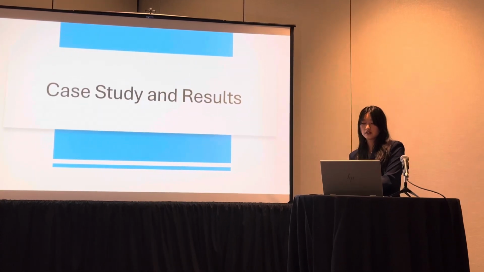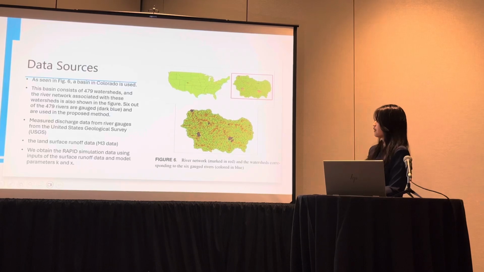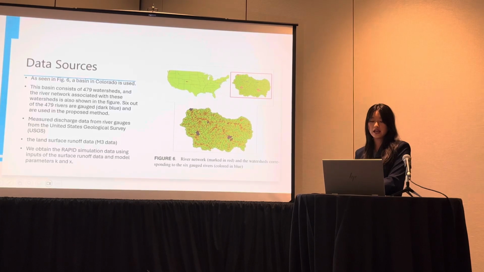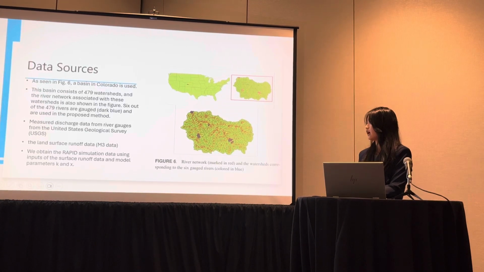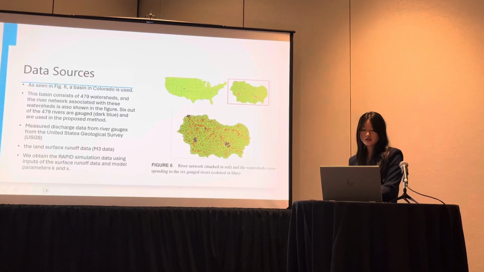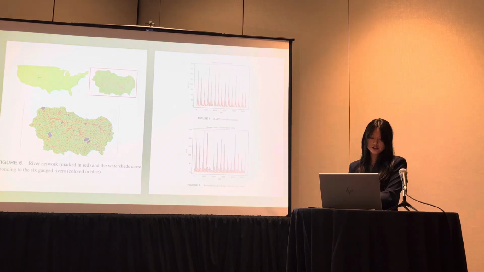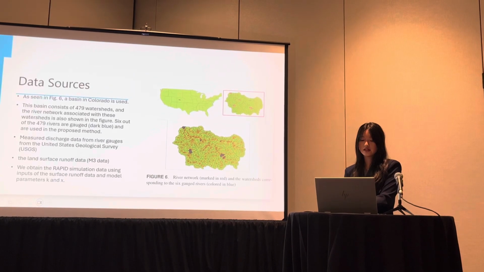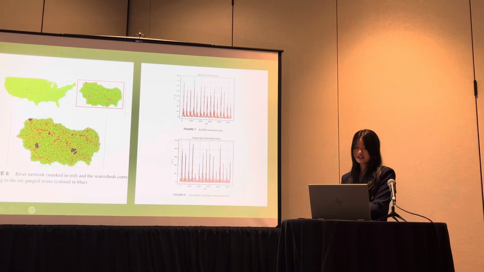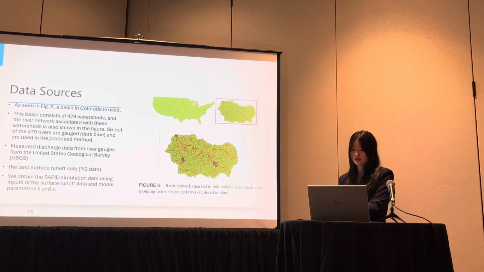And now for the case study results. The data sources we used, as seen in figure 6 and earlier in this presentation, are from this lovely river basin in Colorado, and it consists of 479 watersheds, and the river network is also shown here. We used 6 out of the 479 rivers in dark blue, and the data we used is measured discharge data from river gauges in the United States Geological Survey, USGS, and land surface runoff data, or M-cube data. And then we obtained the rapid simulation data by inputting the surface runoff data and then running the simulation.